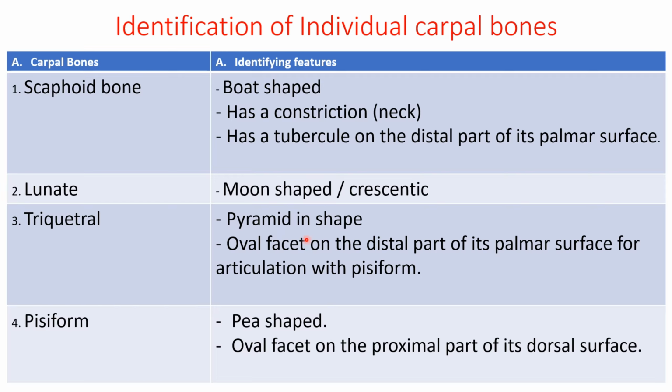Then the triquetral is pyramidal in shape. It has an oval facet on the distal part of its palmar surface for articulation with the pisiform bone. Then the pisiform is P-shaped, with an oval facet on the proximal part of its dorsal surface. So the identifying features of these bones: the scaphoid bone is boat-shaped, lunate is moon-shaped, triquetral is pyramid-shaped, then pisiform is P-shaped.